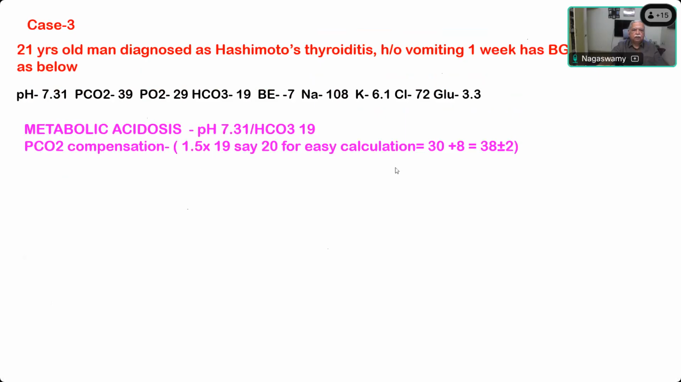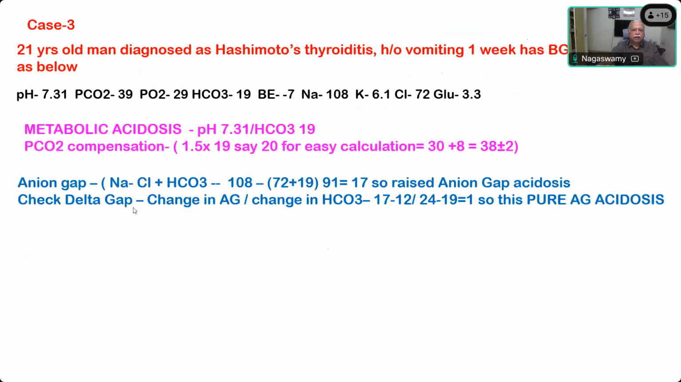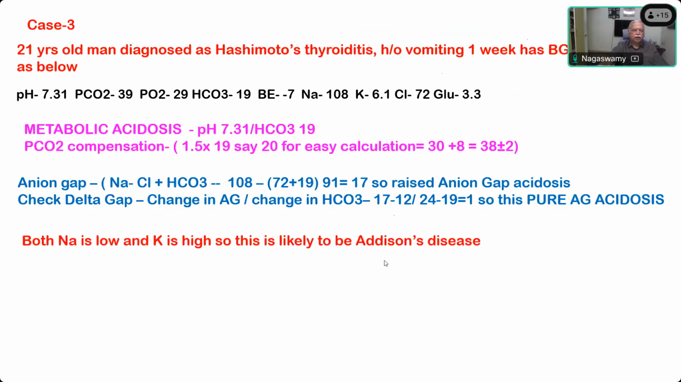So pH is low. With compensation the CO2 would be 38, so that is okay. Now the anion gap: here it is 17, so a raised anion gap acidosis. Immediately check the delta gap, change in AG by change in bicarbonate: 17 minus 12 over 24 minus 19. This is a pure anion gap acidosis. Both sodium is low and potassium is high, so it is likely to be Addison's disease.